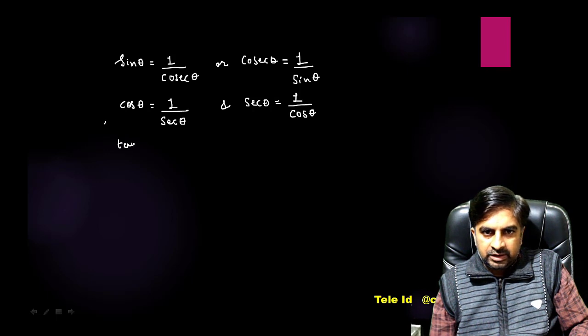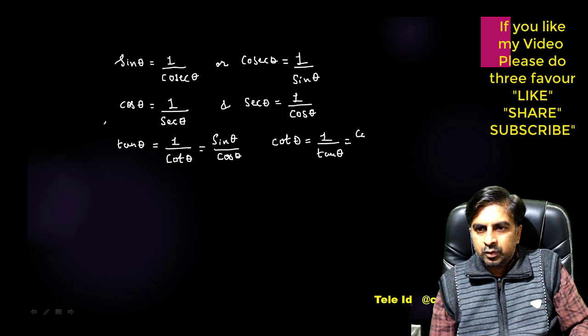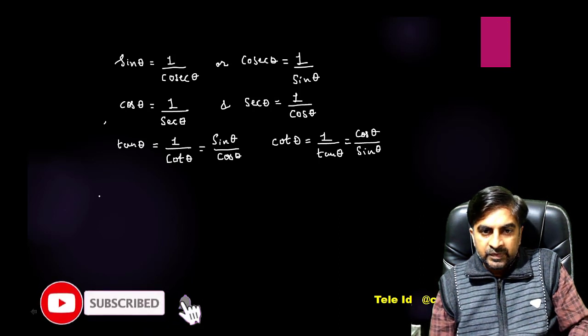Then tan theta is equal to 1 by cot theta, or you can also say tan theta is equal to sine theta by cos theta. And similarly cot theta is equal to 1 by tan theta, or you can also say cos theta by sine theta. So these are the relationships. First of all, you should know all the relationships and you should know all the identities.